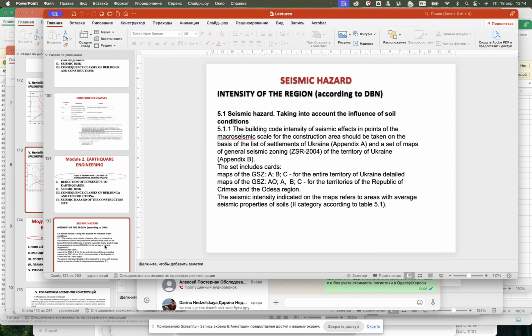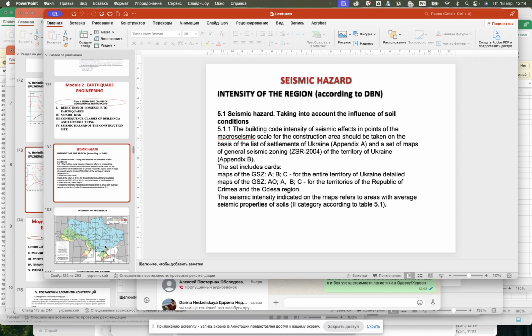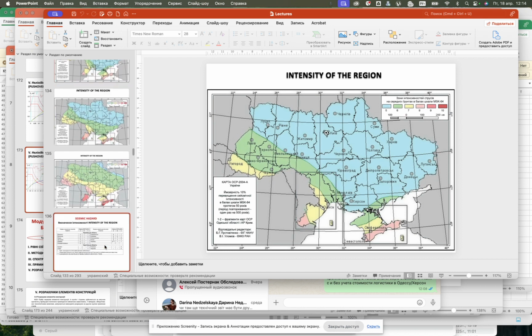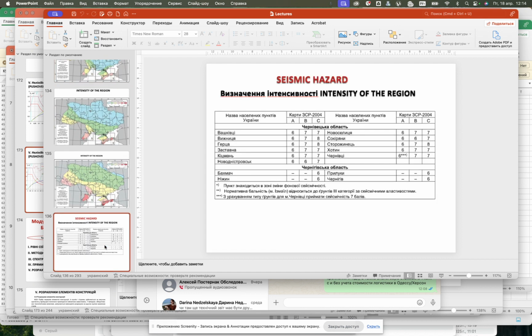And in our case, we have DBN. According to DBN, we have three main maps, according to which we can define the seismic hazard for the exact construction, exact region. Also, in Annex B to DBN, we have tables according to which we can also define the seismicity of the region. The main idea of definition is based on the probability of a certain earthquake at a certain location.